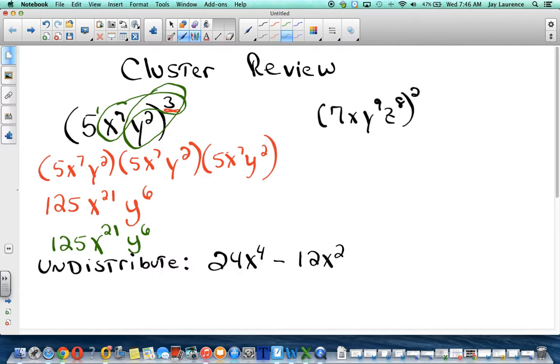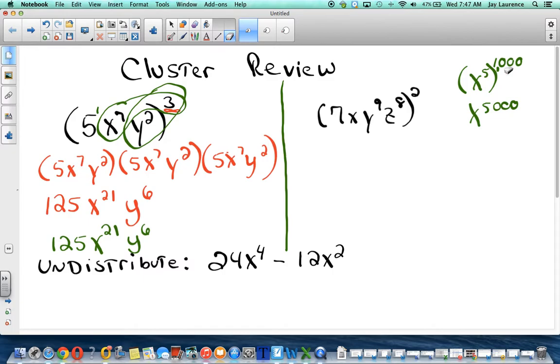Now, I said I don't like the shortcut. I don't like it when you don't understand why you're doing it. It's really important if you have a really bizarre problem. Like if you had, say, x to the 5th to the 1,000th power. Well, I tell you, there's no way I'm writing out 1,000 of x to the 5th. I'm just going to use the shortcut and go x to the 5,000th power. Okay, so the shortcut has its place, but we have to understand why we're doing it. All right, so that being said, let's check this one out.